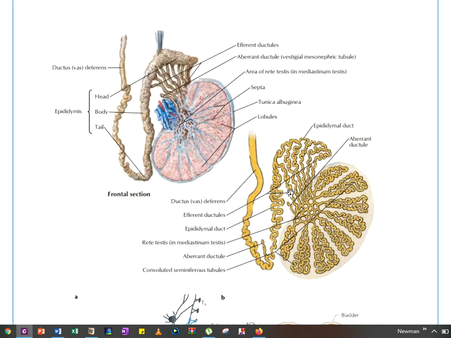Testis itself, we saw its lymphatic drainage, but I would like to mention other structures which are in the vicinity or the surrounding area of the testis. Epididymis, ductus deferens. We have to understand when we say epididymis, where it is located. When we say ductus, we understand where it is located.